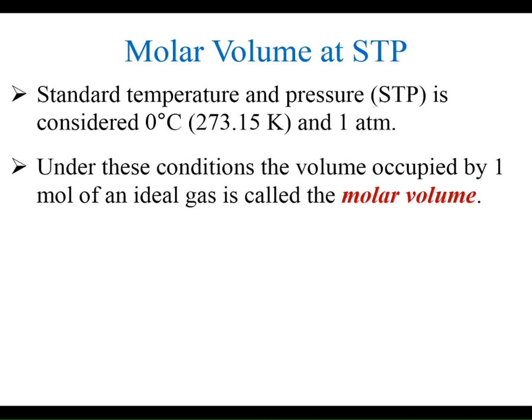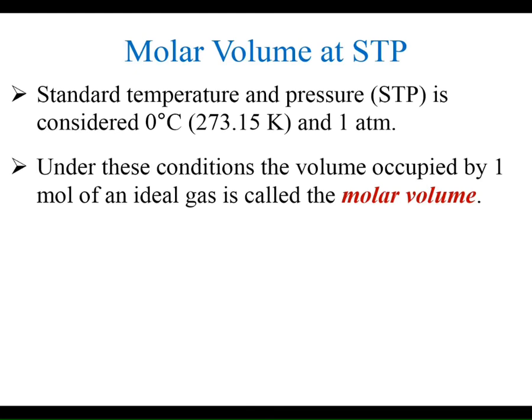So oftentimes you will see scientists report things under STP conditions. So that stands for standard temperature and pressure. And the standard temperature and pressure have been defined to be 0 Celsius, which is 273.15 Kelvin, and 1 atmosphere. So that's STP. When you hear STP, it means the temperature is 0 Celsius, and the pressure is 1 atmosphere. So make a note of that, STP. That's the standard temperature and pressure.